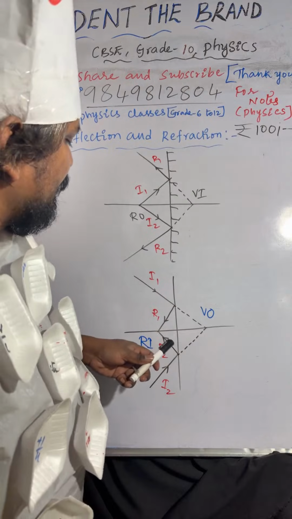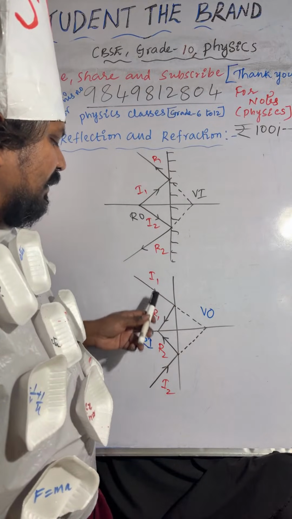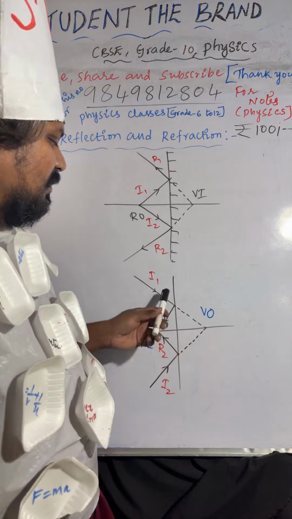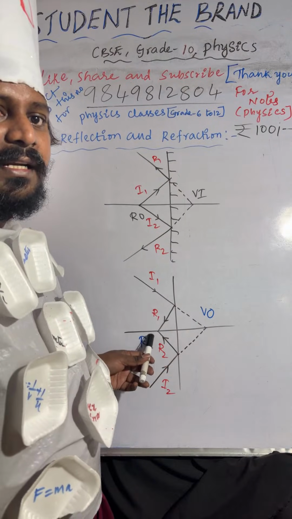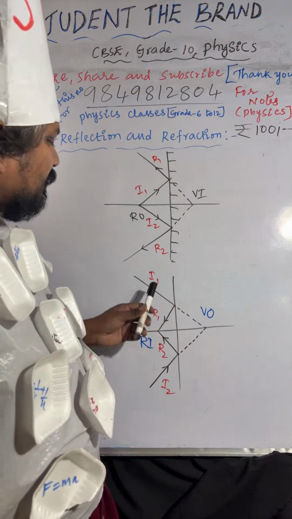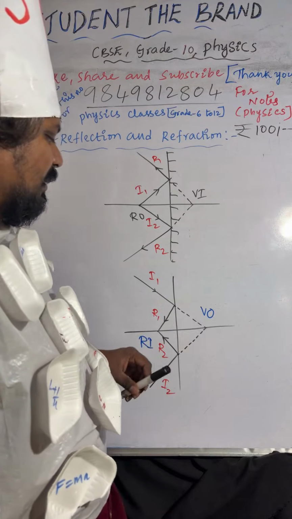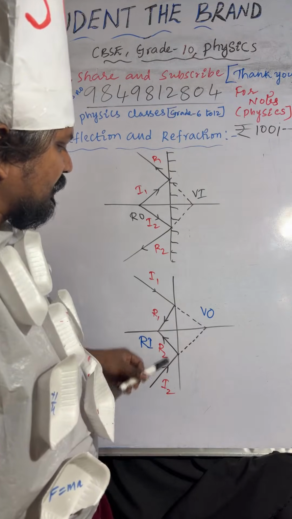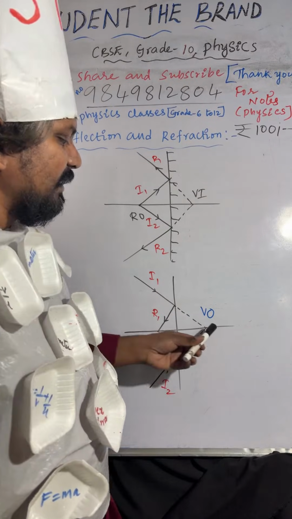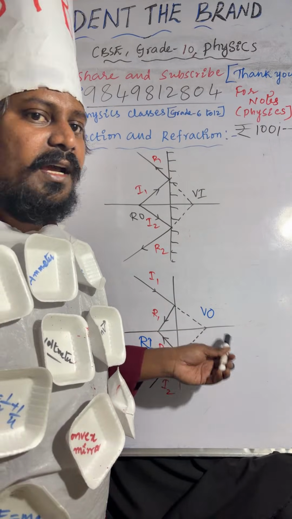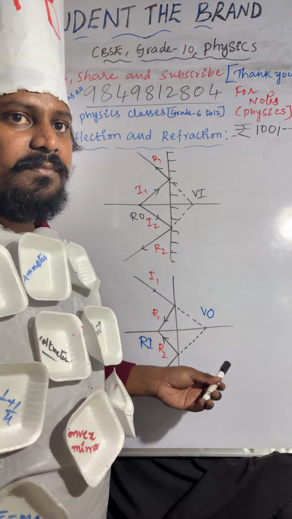And here you can observe, these are incident light rays. After reflection, those light rays are meeting at one point. That is a real image. If you extend the incident light rays, extended incident light rays are meeting at one point, there a virtual object is there.